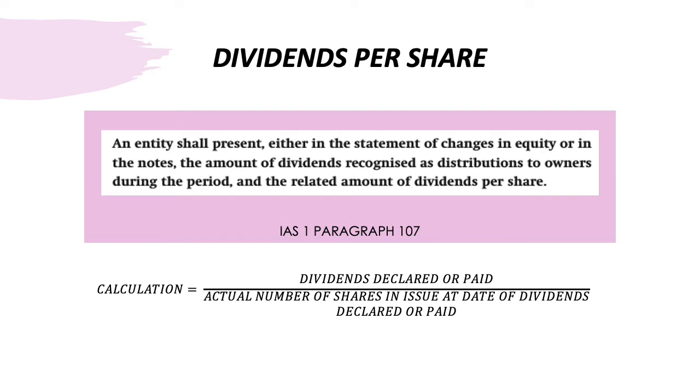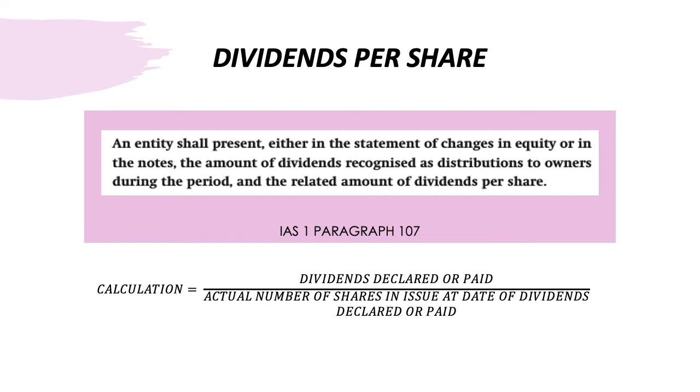You just have to be very careful when deciding which dividends to include in this calculation. Very importantly, the dividends per share must be disclosed in relation to the ordinary shares. Therefore, you are actually in essence calculating dividends per ordinary share. The calculation requires you to take the dividends declared and paid and divide it by the actual number of shares that were in issue on the date when the dividends were declared or paid.